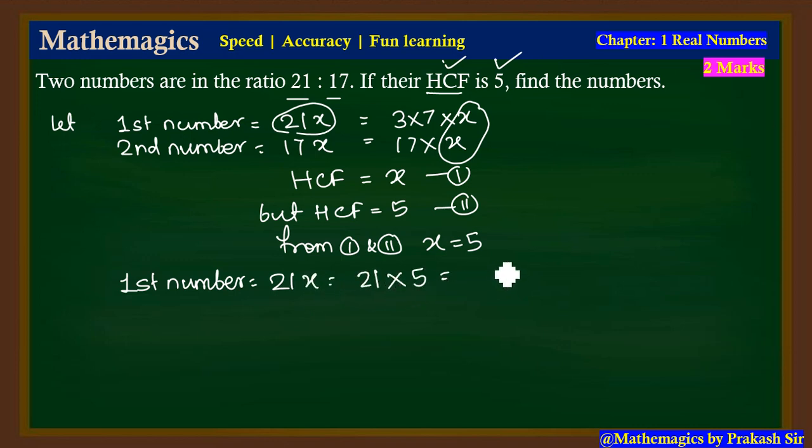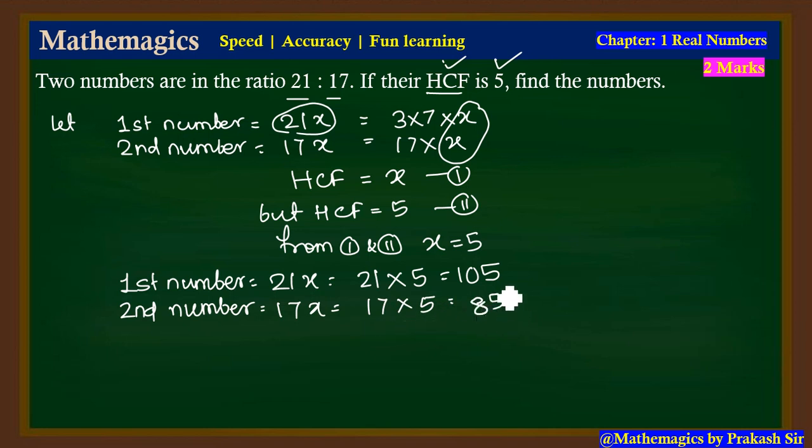5 ones are 5, 5 twos are 10. The answer is 105. Now we are discussing the second number, that is 17x. So 17 multiply 5 we have to calculate. 7 fives are 35, 5 ones are 5, 5 plus 3 becomes 8. It is coming 85. So the question is asking to find the numbers. So we can say that the numbers are 105 and 85.